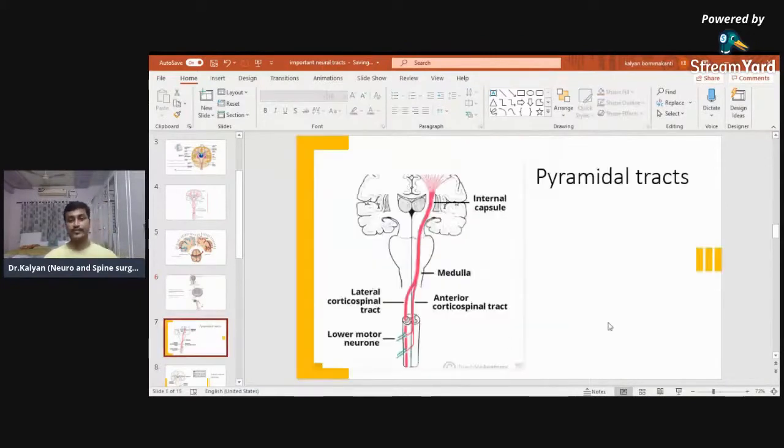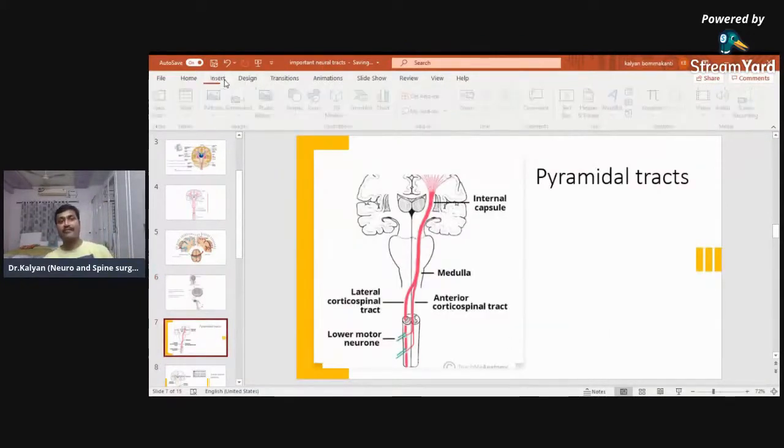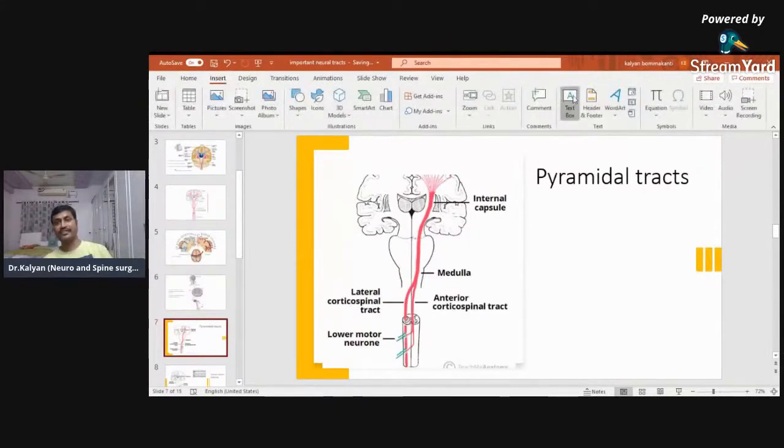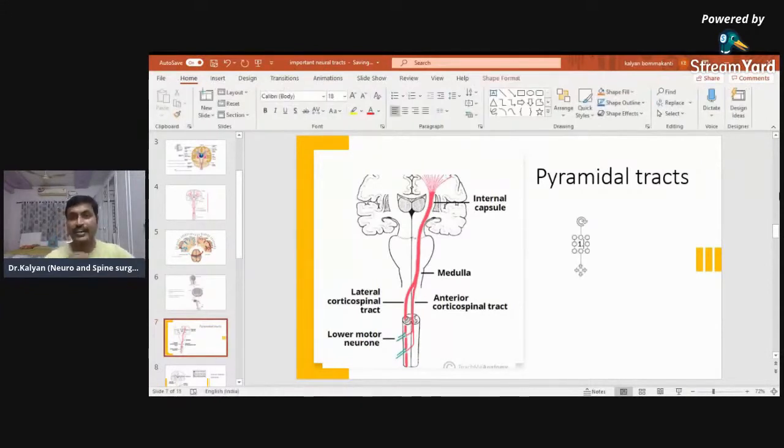Now coming to the pyramidal tracts. In every tract, I will not go into so many details which will confuse you. Only the most important details we'll see. The most important points which you have to remember, I will be telling you. So this is the pyramidal tract. The pyramidal tract starts from the pyramidal cortex, that is the motor cortex. This is the cortex, which is cut and not shown here. This fan-like structure is the corona radiata.